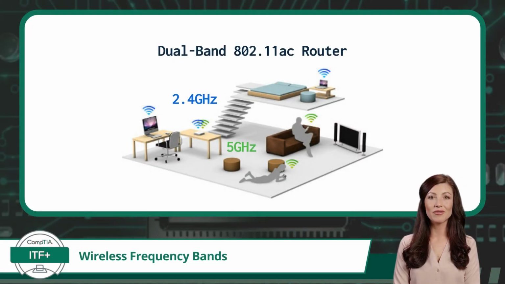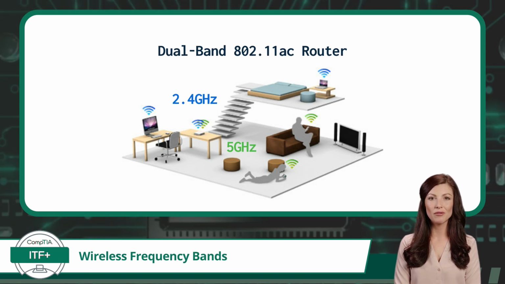One final note, there are many 802.11ac routers on the market that are labeled dual-band routers. These dual-band routers support both 2.4 GHz and 5 GHz transmissions. They do this by creating two separate Wi-Fi networks. One network will use the 5 GHz 802.11ac standard and the other will use an alternate 802.11 standard that supports the 2.4 GHz band. Now you know about the two main Wi-Fi frequency bands.